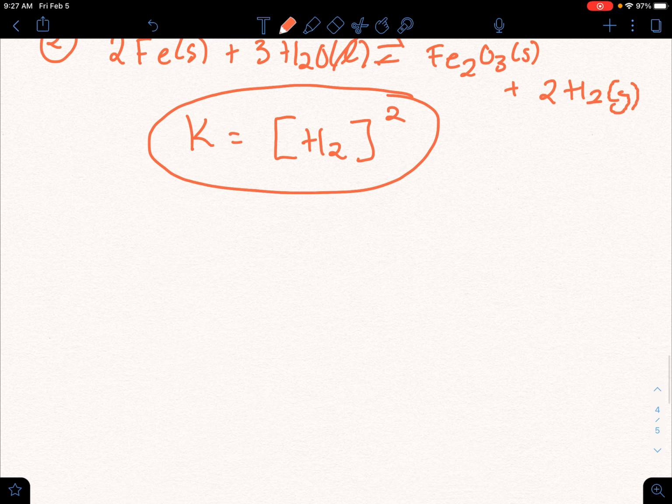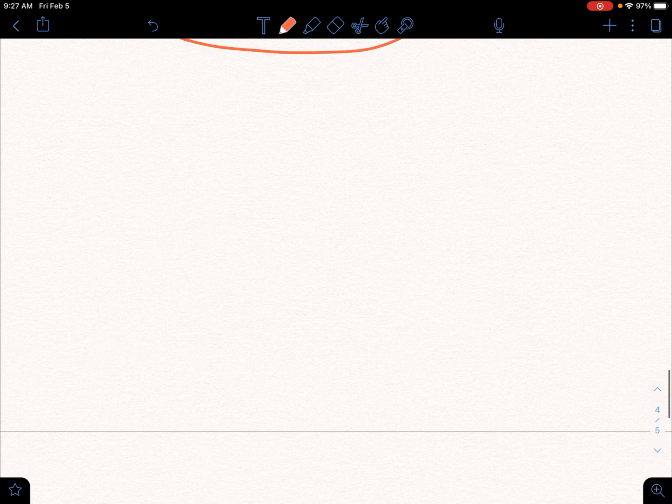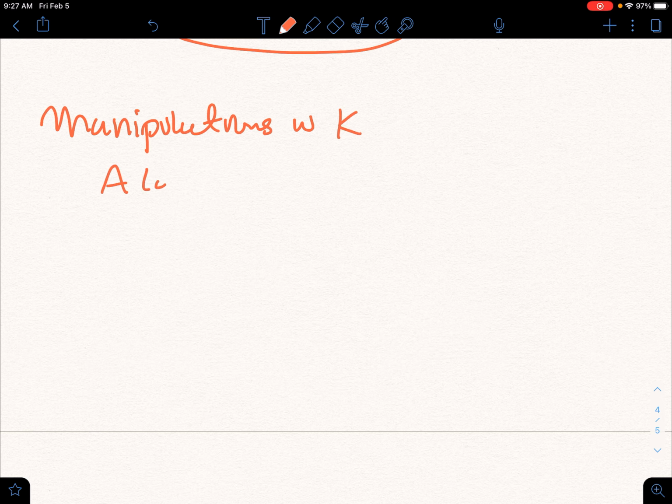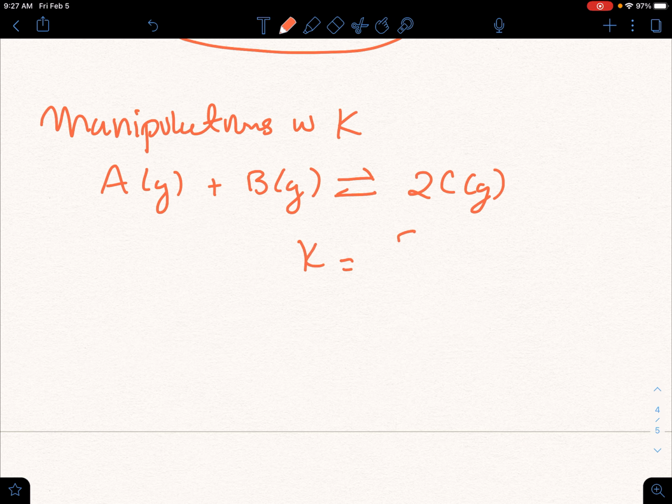So the rest are solid, the rest is H2 gas in equilibrium. So next we're going to talk about manipulations with K. This is very important. So if you have a general reaction like we talked about, let me title this manipulations with K. So for K, we're going to write it as C squared over A times B, products over reactants.